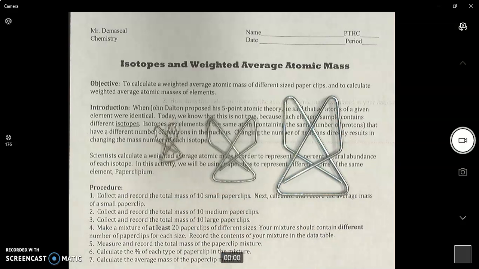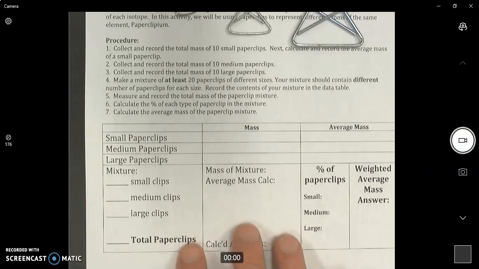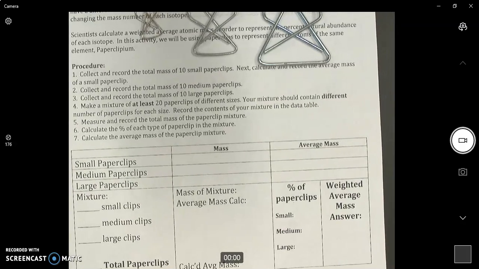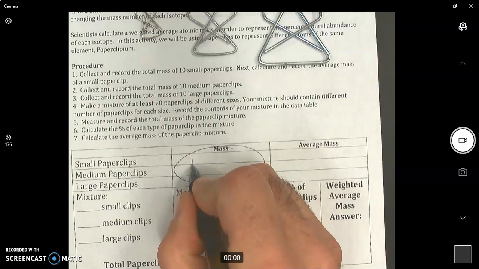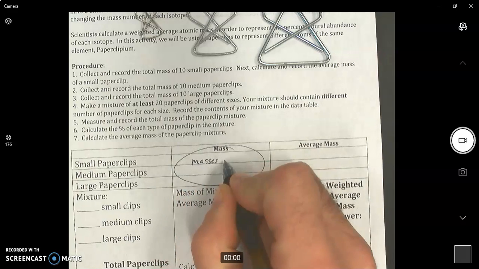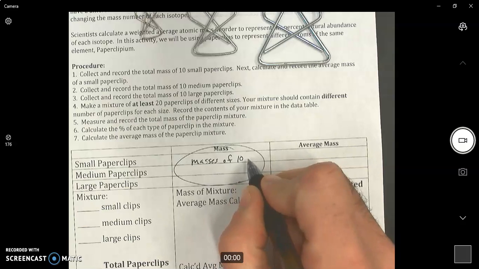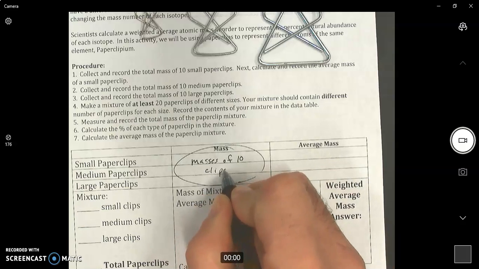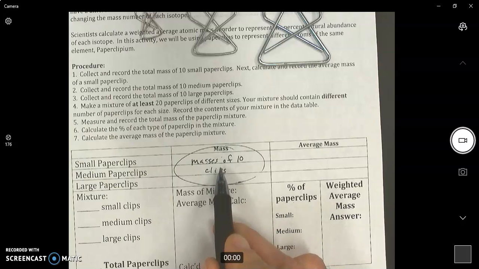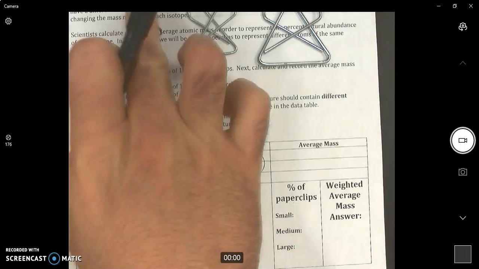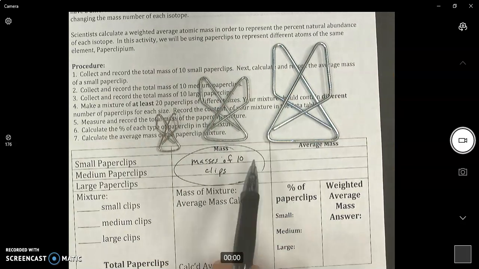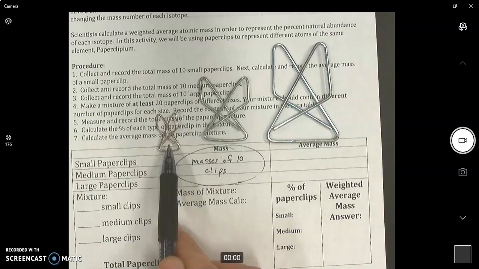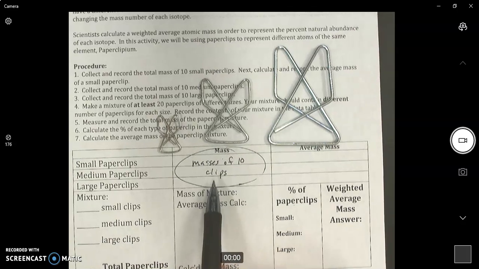And the data that is provided for you down in our table here, in this section here, these are the masses of 10 clips. Okay? The masses that are given to you here are the masses of 10 small, 10 medium, and 10 large paper clips all together. That's a collective mass of 10 of these, 10 of these, and 10 of these.